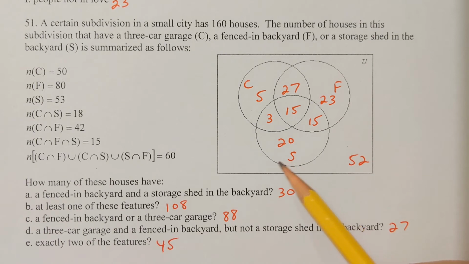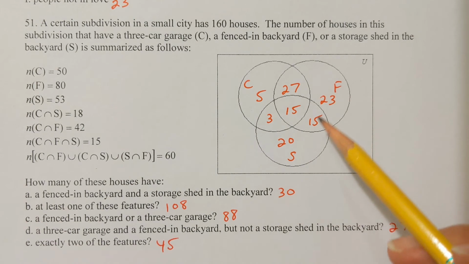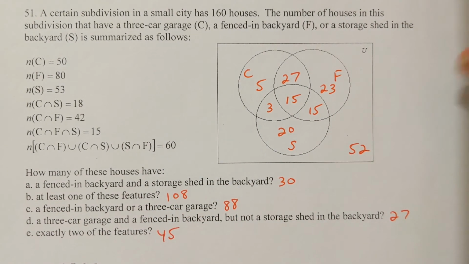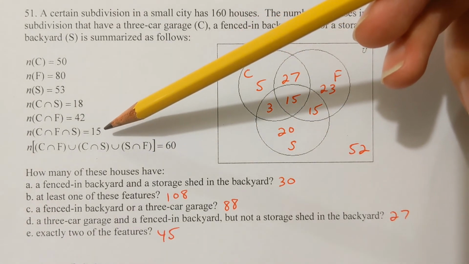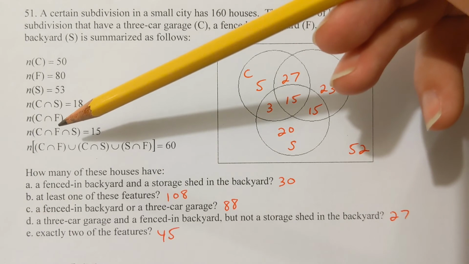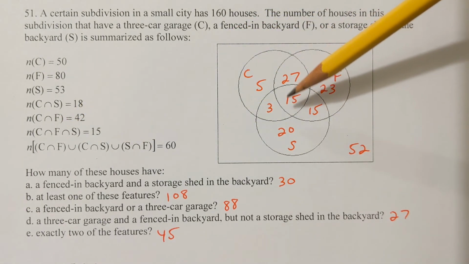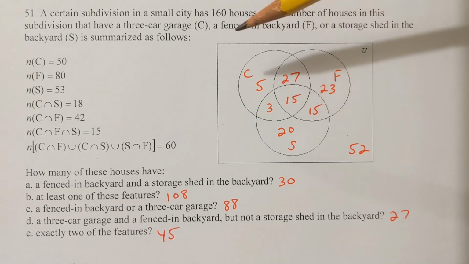Same deal: my information is given there, and I'm going to fill in the Venn diagram, and then answer these questions about what I read. Again, always start with the center and work your way outward. The cardinality of C intersect F intersect S is 15, so 15 is going to go right in the center there.